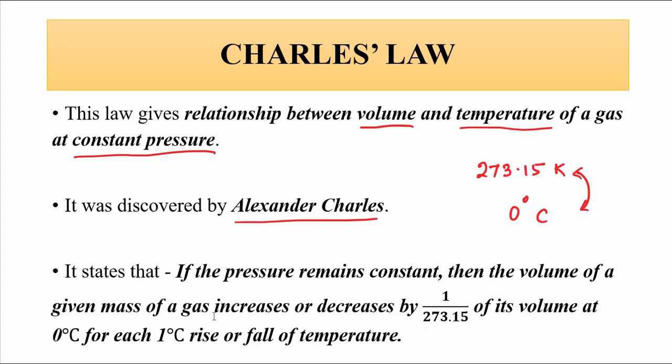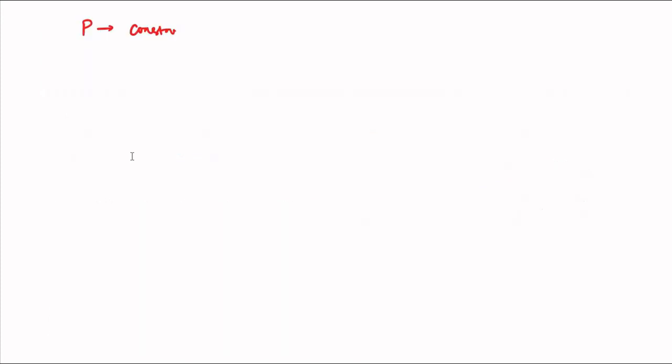if pressure is kept constant, then the volume of a given mass of gas increases or decreases by 1 by 273.15 of its volume at 0 degree Celsius. Let's say the volume at 0 degree Celsius is V0. It is the volume at T equals 0 degree Celsius.